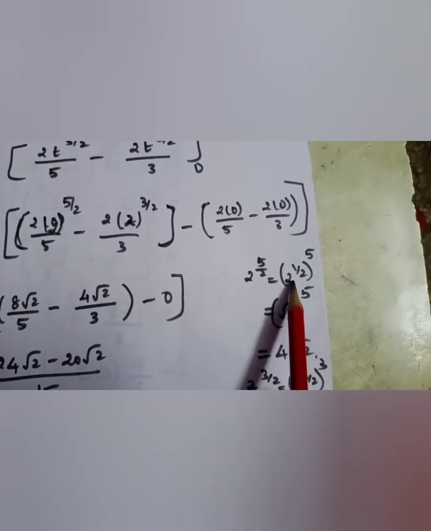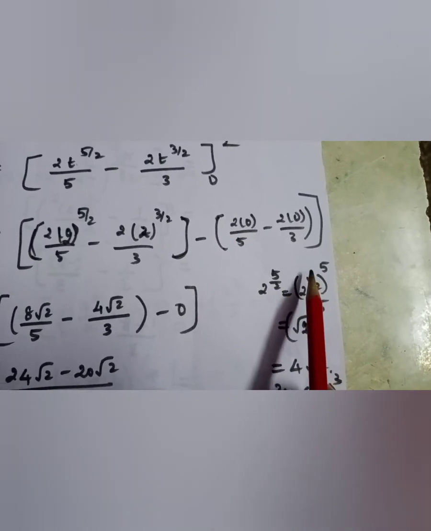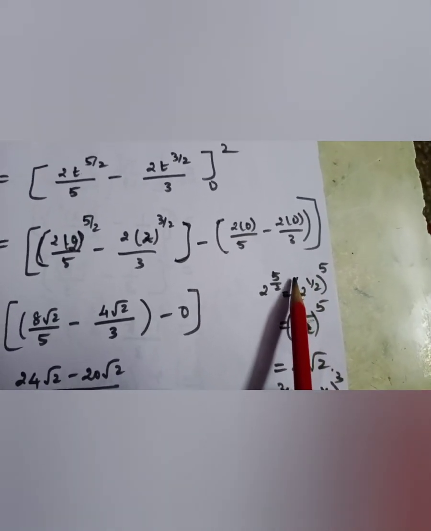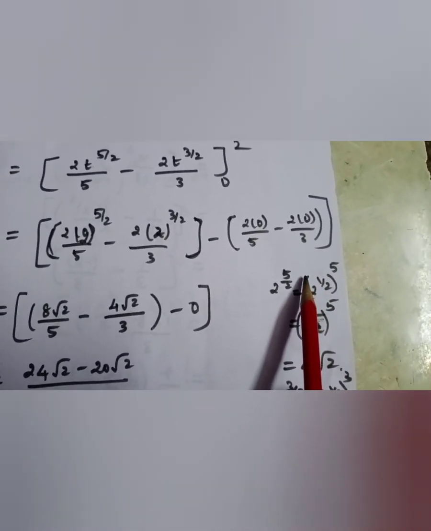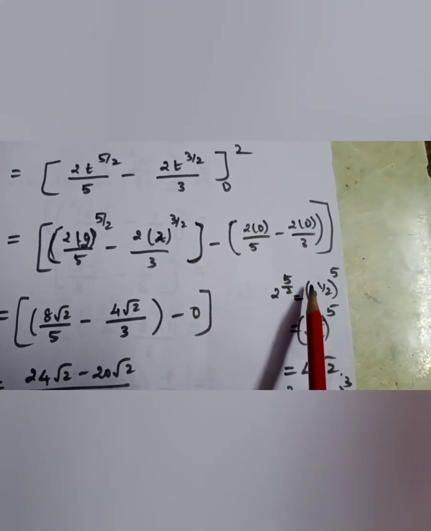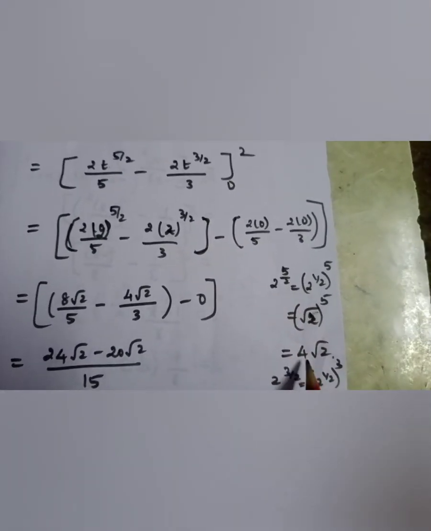2 power 5 by 2 means I can write it as 2 power 1 by 2 the whole power 5. What is 2 power 1 by 2? Root 2. So root 2 into root 2 into root 2 into root 2 into root 2. So root 2 into root 2 is 2. So 2 into 2, 4. 4 into root 2. And again I am having a 2 here, so 8 root 2.